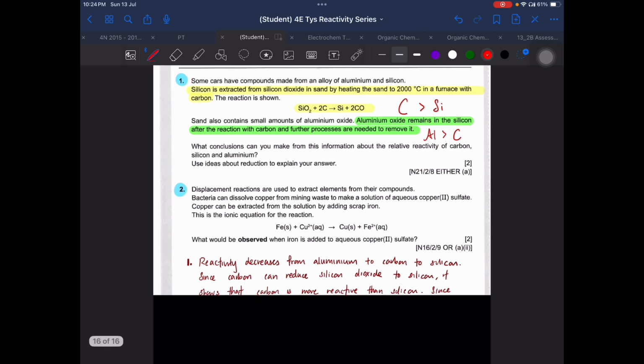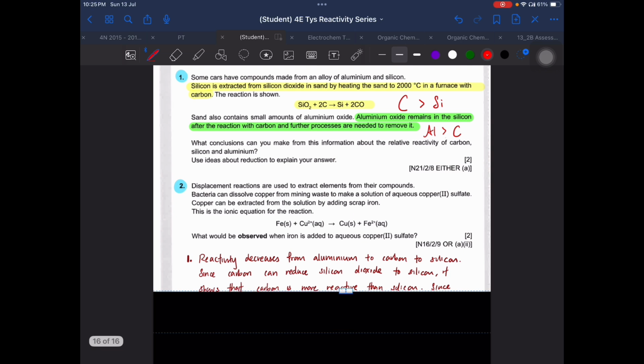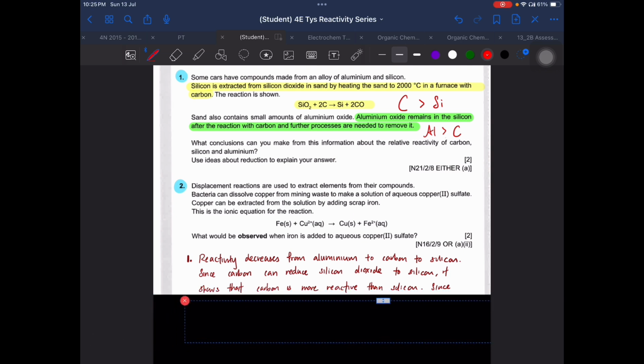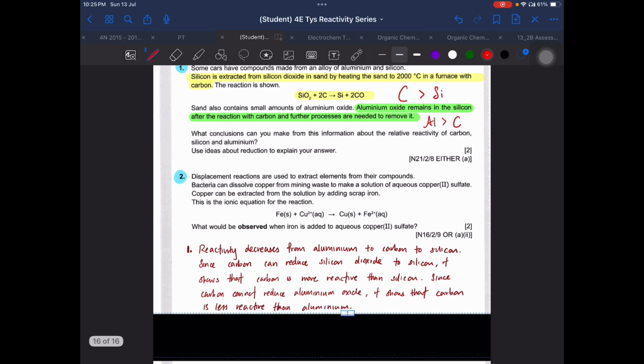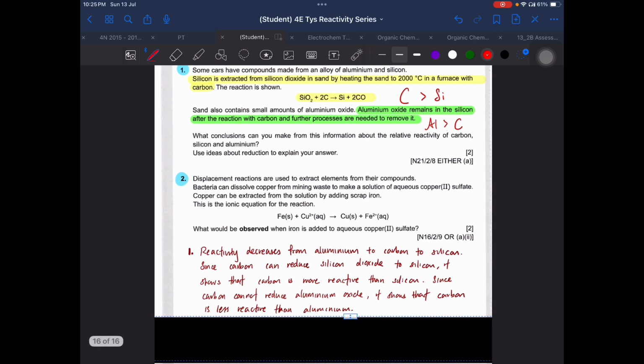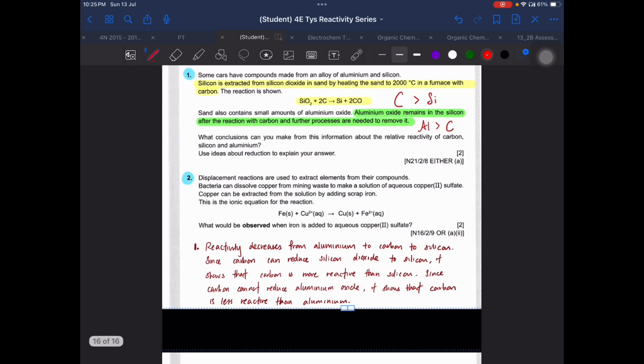How do we explain this using the ideas of reduction? Now, since carbon can reduce silicon dioxide to silicon, it shows that carbon is more reactive than silicon. This is something we have to talk about a lot of times in this video. And then, since carbon cannot reduce aluminum oxide, it shows that carbon is less reactive than aluminum. And that's it for 2 marks. Right, so this is a question that is pretty straightforward, just that there's a bit of context that you must read and try to understand.